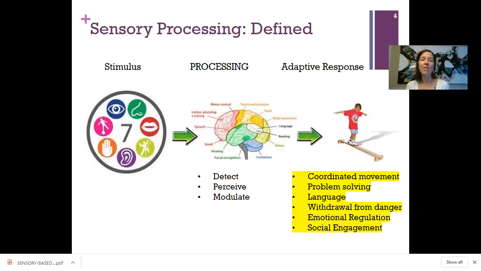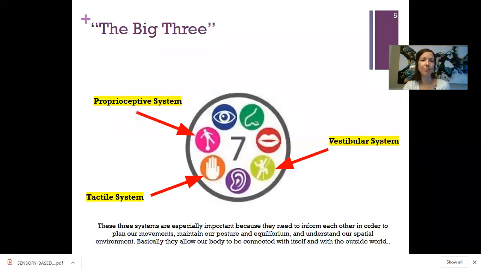So that's really anything that comes out of the brain's ability to process and make sense of this information all together. So that's movement, coordinated movement, problem solving, language, withdrawal from danger, emotional regulation, social engagement. Everything's impacted by sensory processing.